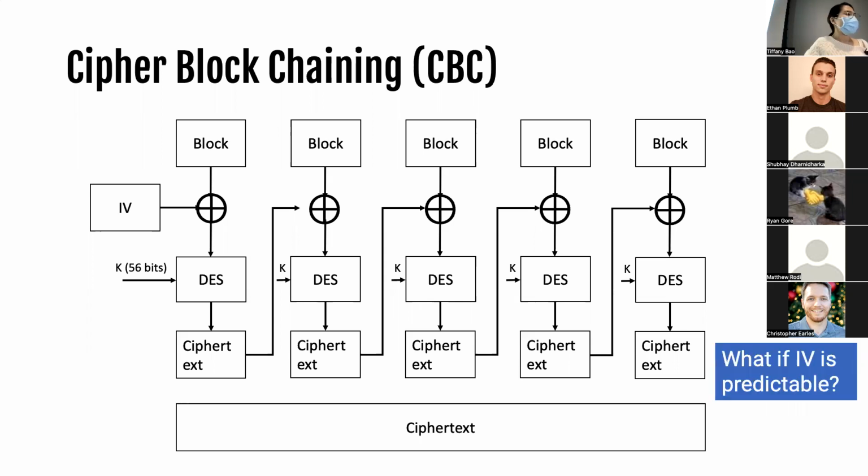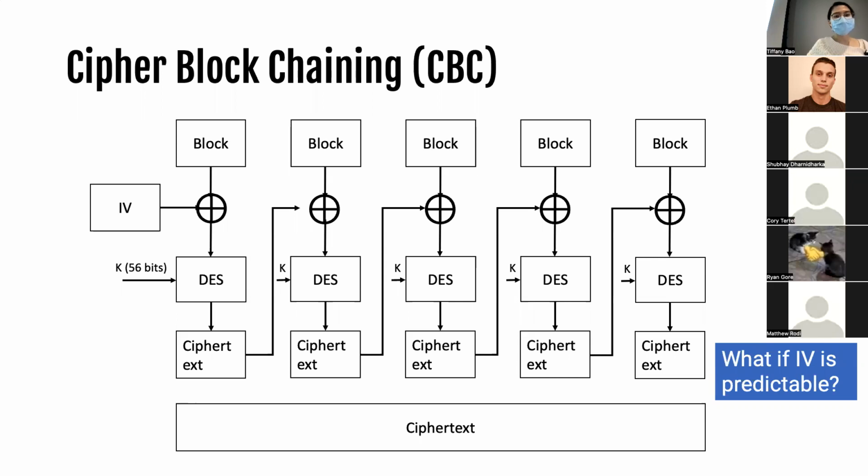Okay. Then the question is, what if the initial vector is predictable? I want you to think about this for a little second. When I say the IV is predictable, it means that you can predict what the next IV is. Although you don't know the key, can you somehow generate an attack that can help you tell the plain text, or tell what the decrypted message is, given some known encrypted messages?